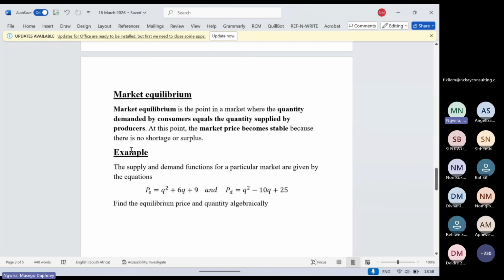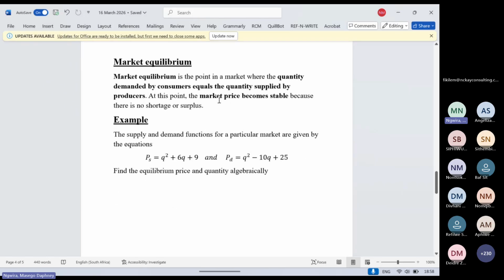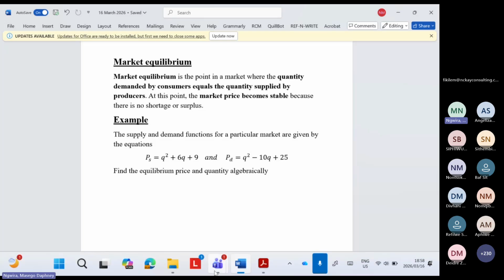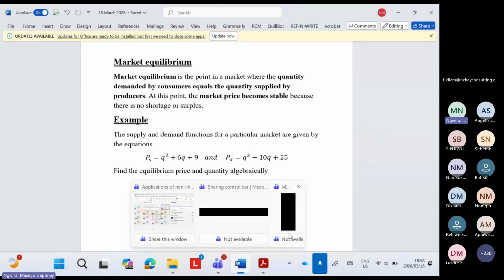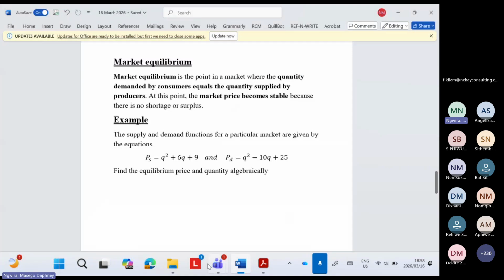It says here that we have an example. The supply and demand functions for a particular market are given by these two equations. Someone's hand was up. Whose hand is up? Okay, and then mute your mic, please. If someone's mic is on, it's just disturbing.